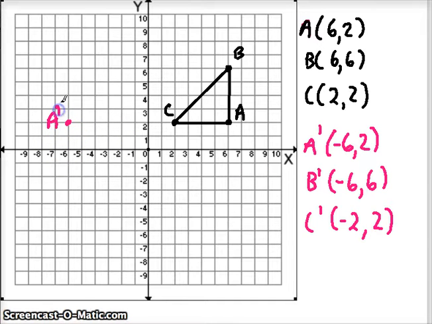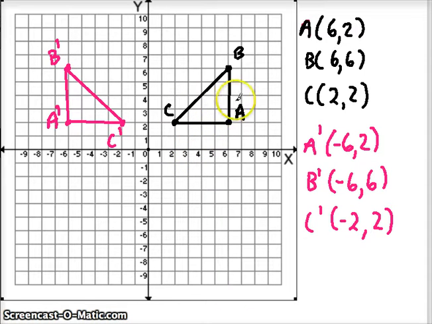That's A prime or A reflected. -6, 6. B prime. And -2, 2. That's C prime. And if we connect them, we'll be able to see that we got ourselves a reflected triangle. There we go. Let's talk about a couple other things that hopefully make sense using this picture here.